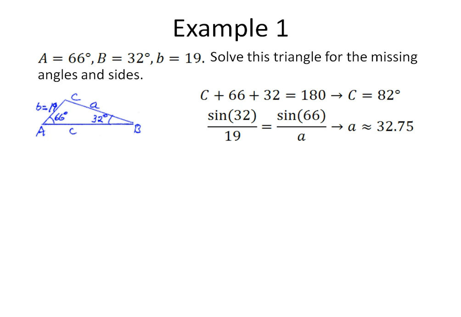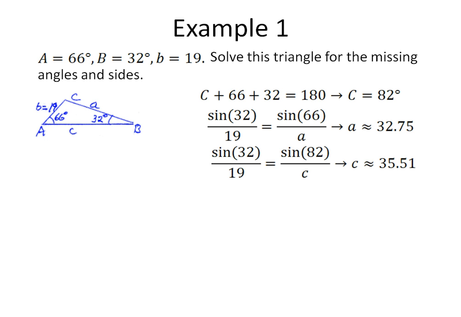Okay, then we set up our ratios. We have sine of 32, which is the measure of angle B, divided by the length of side B, which is 19, has to equal the sine of angle A, which measures 66, divided by the length of side A. Okay, cross multiply and divide, and that gives us that the length of A is approximately 32.75.